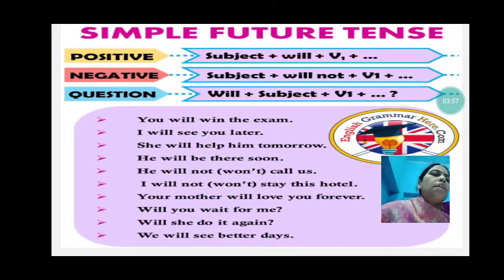Negative sentences: he will not or won't call us. Then, I will not or won't stay in this hotel. Then question sentences: will you wait for me, or will she do it again? These are the question sentences or interrogative sentences.